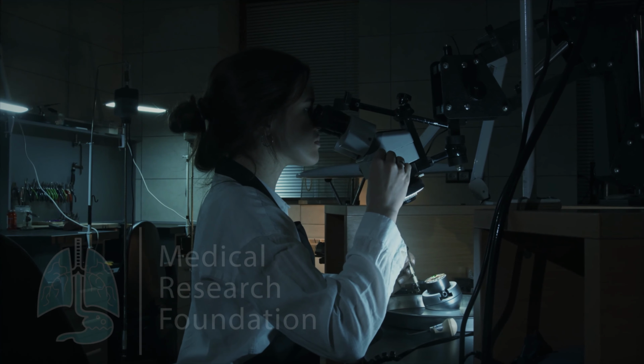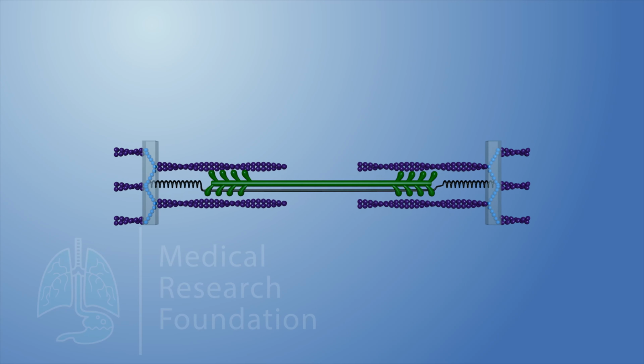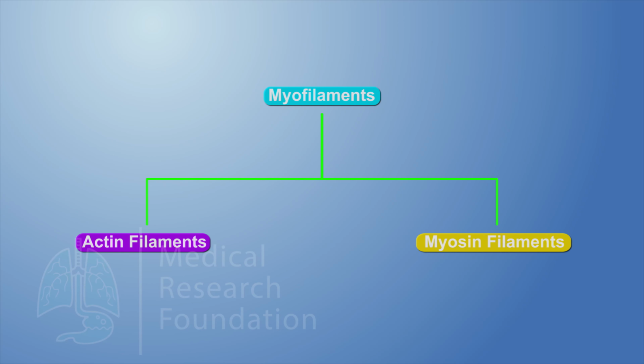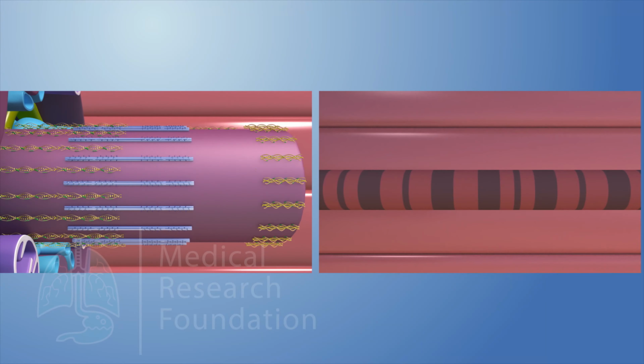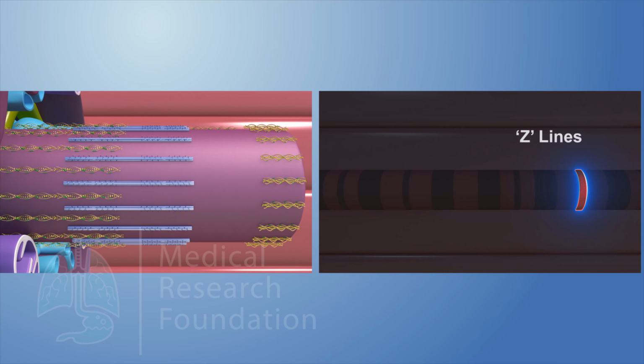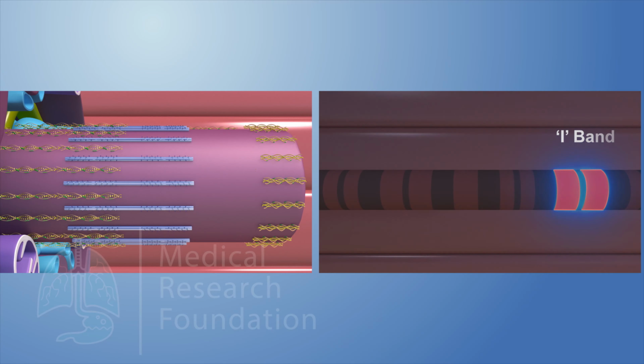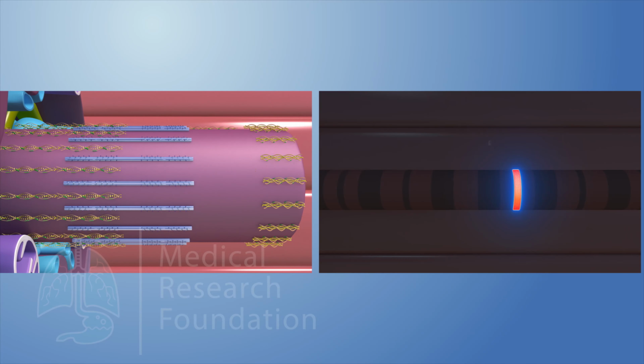Electron microscopic studies reveal that the sarcomere consists of many thread-like structures called myofilaments. Myofilaments are of two types: actin filaments and myosin filaments. Actin filaments are thin filaments with a diameter of 20 angstrom and a length of 1 micron. These filaments extend from either side of the Z lines, run across the I band, and enter into the A band up to the H zone.